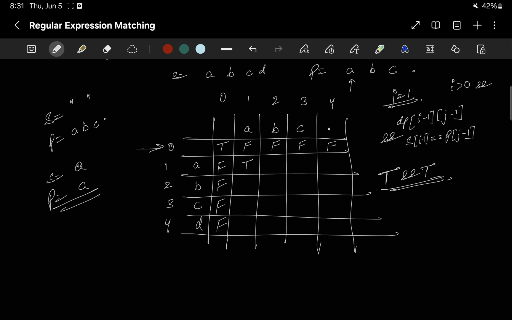Now again, see the same thing. I will just try to finish this column and then fill it. Now if you see, I is still here. J now moves to here.